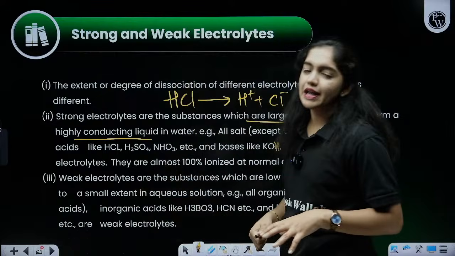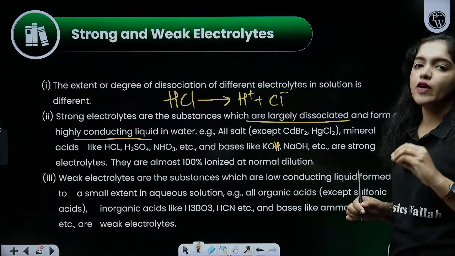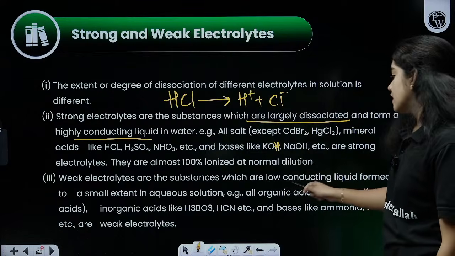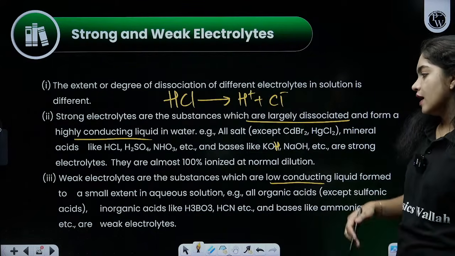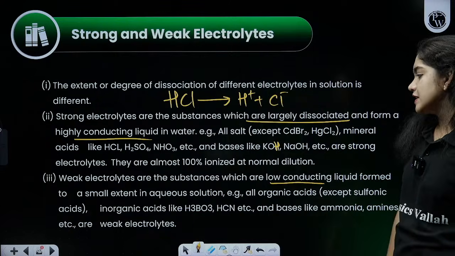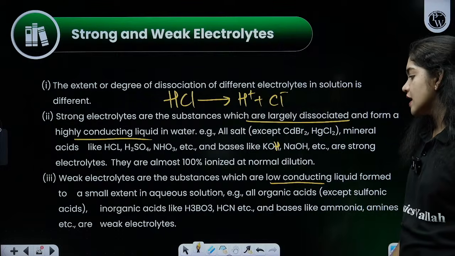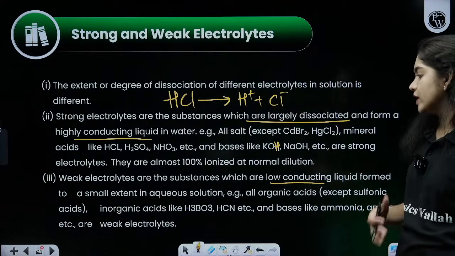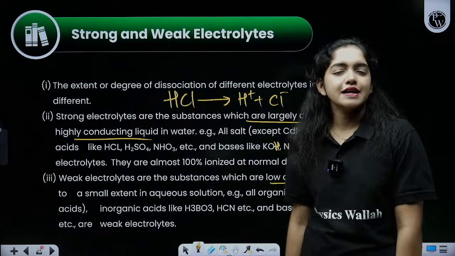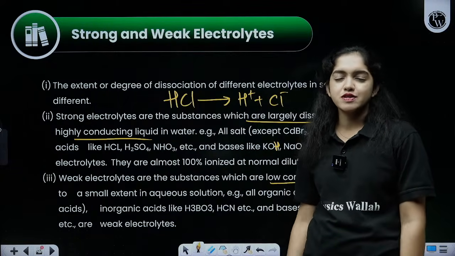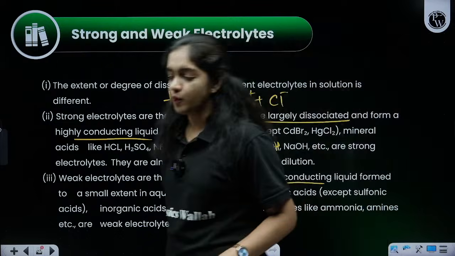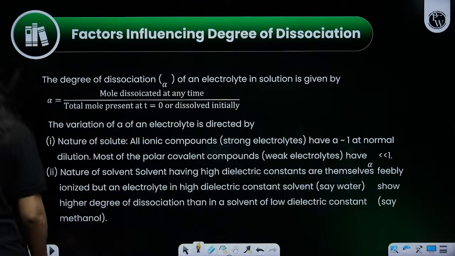In the case of weak electrolyte, the degree of ionization or dissociation will be less when compared to the strong. They are low conducting liquids in aqueous solution: all organic acids except sulfonic acid, inorganic acids like H3PO3, HCN, and bases like ammonia, amines, and CH3COOH, like acetic acid. They are the examples for weak electrolyte. Their conductivity will be very low when compared to the strong electrolytes. So learn these two things. That is very, very important for the example-related questions.